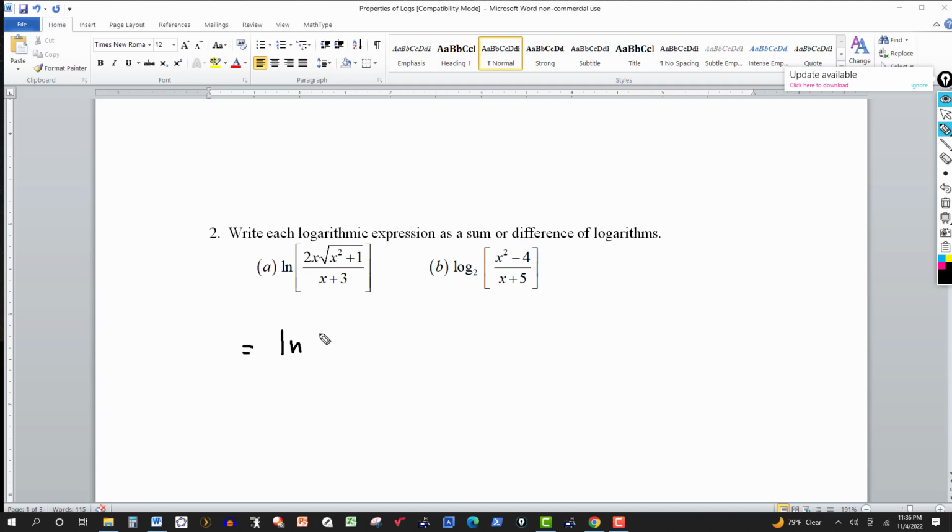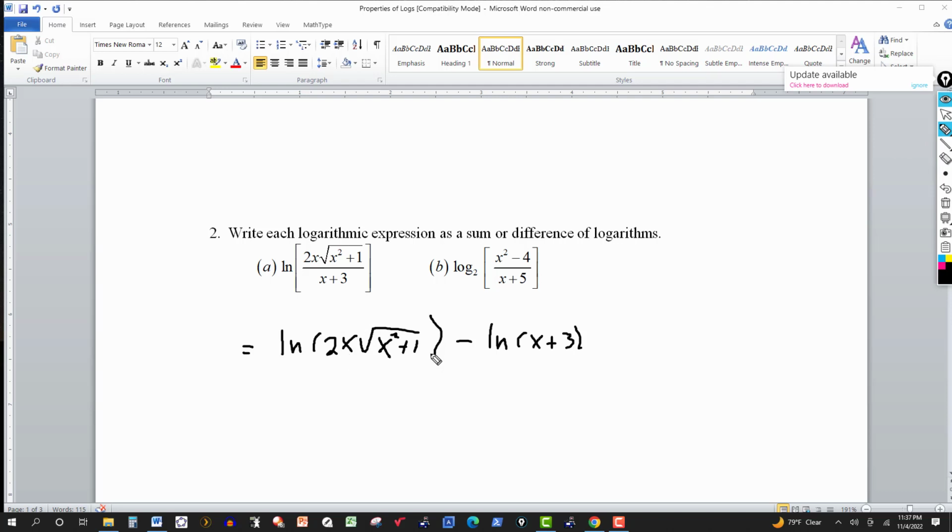Okay, so this would be natural log of the numerator. So this will be 2x square root x squared plus 1. So again, the log of a fraction is the log of the numerator minus the log of the denominator. That's one of your properties that I just showed at the beginning of the video. So this will be natural log of x plus 3.